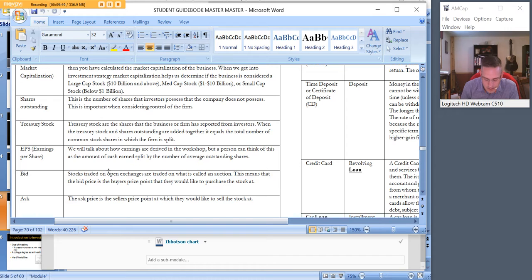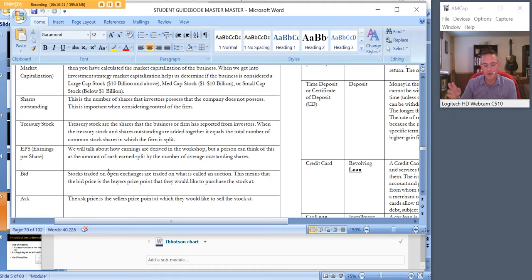We'll talk about how earnings are derived in this class, but a person can really just think of this as the amount of cash earned. This is the cash the company gets to keep right now after it's operated and had a profit. We're just going to think about it as the cash the company gets to either keep, or send out and give some of it to the investors in the form of what's called a dividend. So they pay some of that out on occasion.